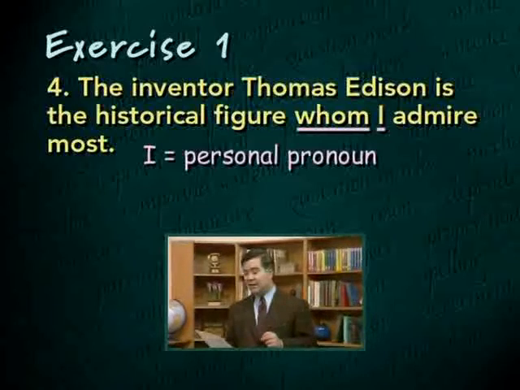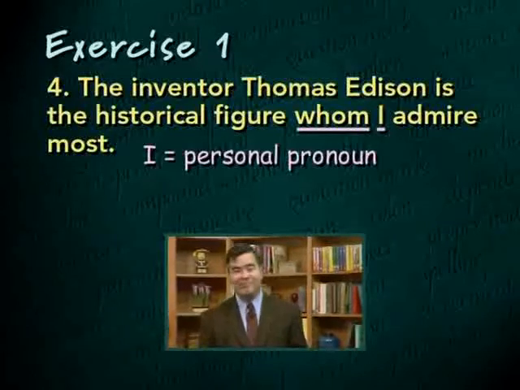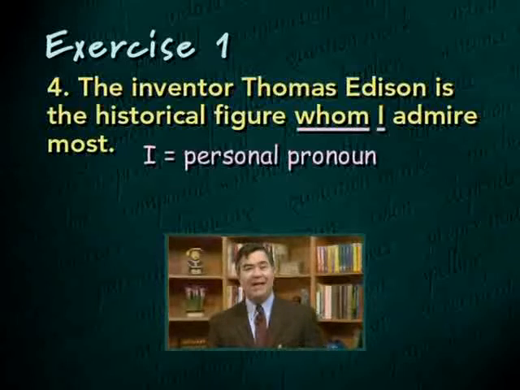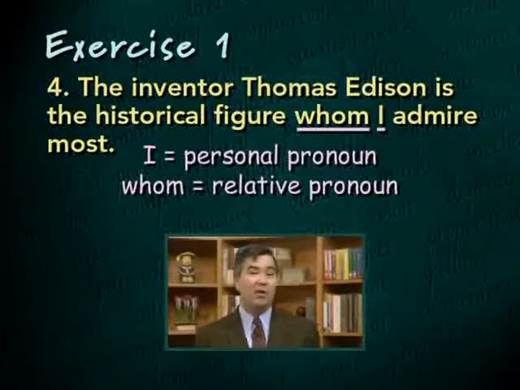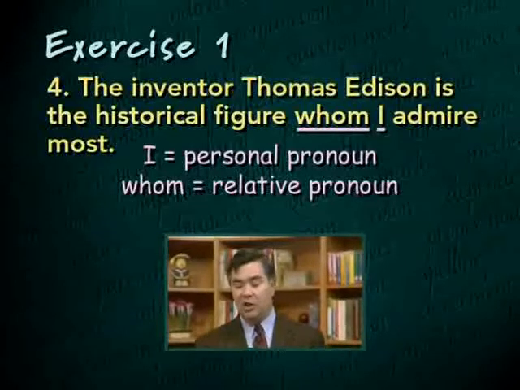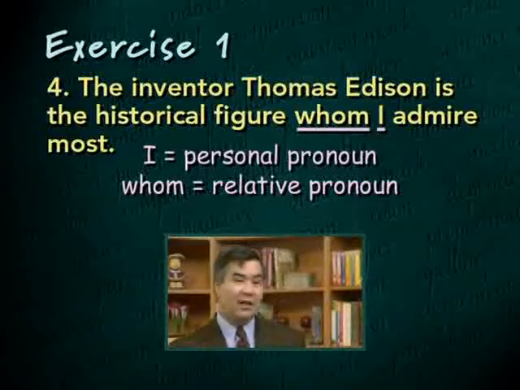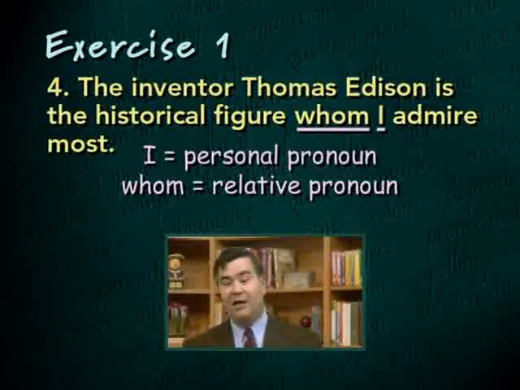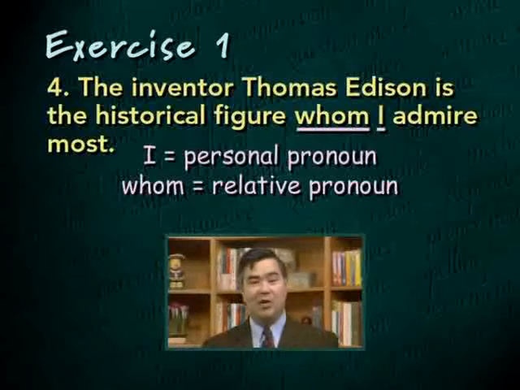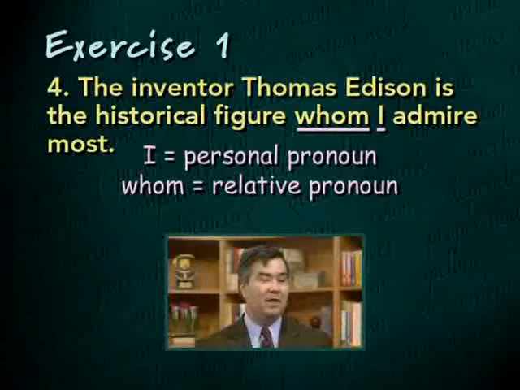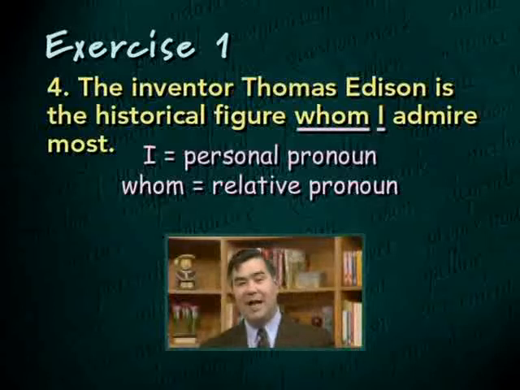How is it being used in this case? Is it being used to introduce a question, either a direct question or an indirect question? No, it isn't. So therefore, whom is not an interrogative pronoun in this case. Instead, it's being used as a relative pronoun. It introduces the subordinate clause, whom I admire most. Remember that a clause always contains a subject and a verb. Here the subject is I, the verb is admire, and whom is the relative pronoun that introduces this subordinate clause and relates it back to the independent clause. In fact, the entire subordinate clause acts as a modifier, giving more information about the noun figure.